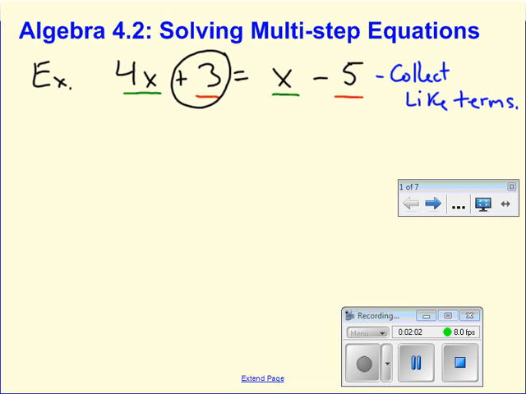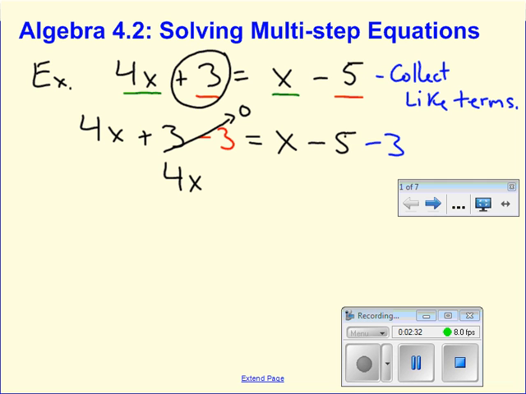For example, I'll have 4x + 3, and I'm going to get rid of it, so I'm going to subtract 3. That's going to be equal to x - 5, but also, again, subtracting 3. So in this case, 3 minus 3 goes to 0, and I'm left with 4x on the left-hand side. On the right-hand side, it's x - 8.